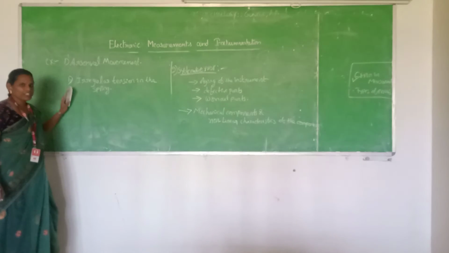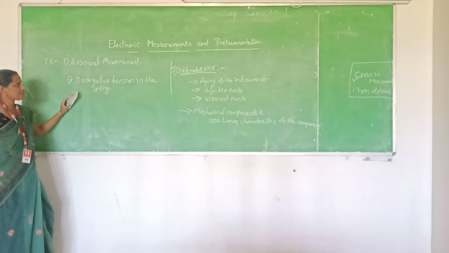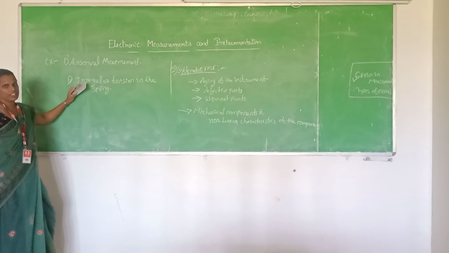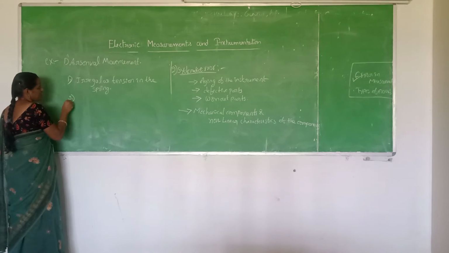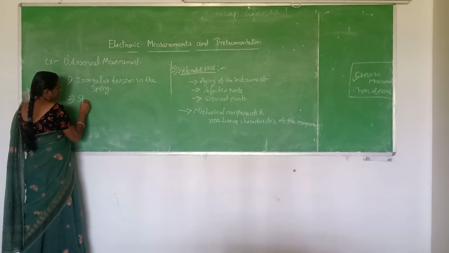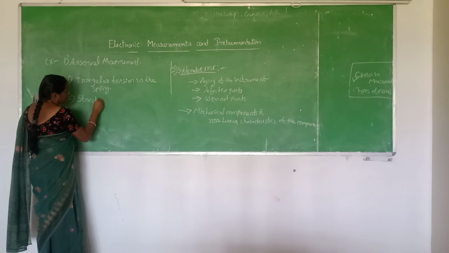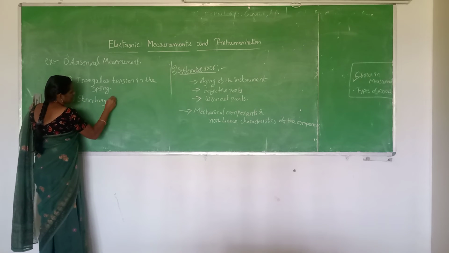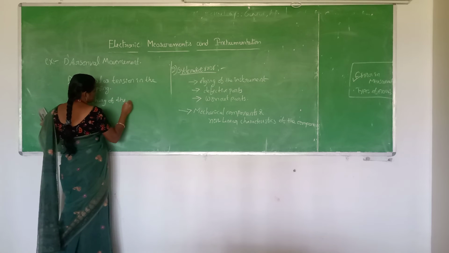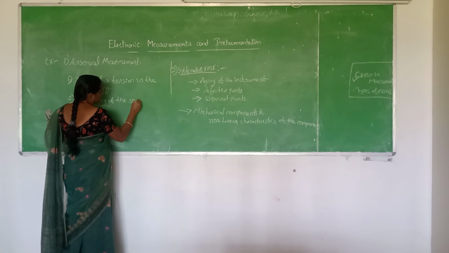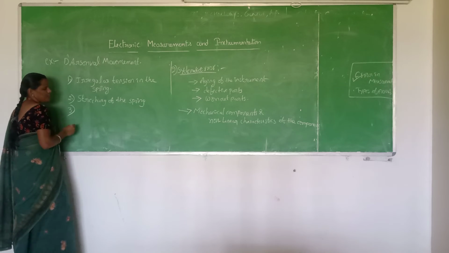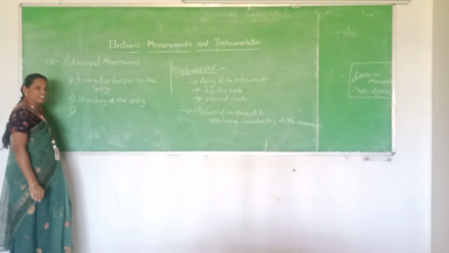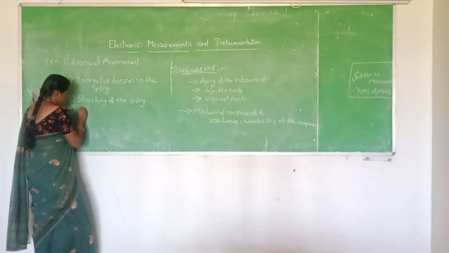If a load is attached to the spring, it produces an irregular tension in the spring, which may be a cause of this systematic error. The second one is stretching of the spring. Next, the third one is friction, which is caused by the bearings in the components.